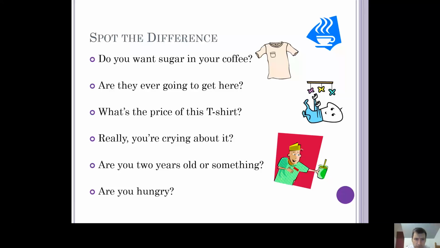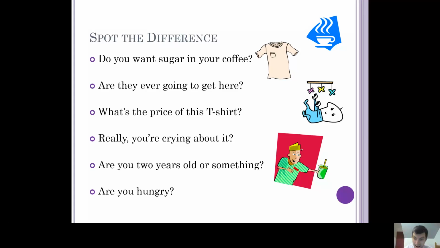Now, if I say to you, do you want sugar in your coffee? I'm asking you a question. It's a normal question. Are they ever going to get here? Realistically, I know that they are going to get here. I'm making a point that they're taking a long time. So that's a rhetorical question. What's the price of this t-shirt? I want to know how much it costs so I can buy it. So I'm asking a real question there. Really?